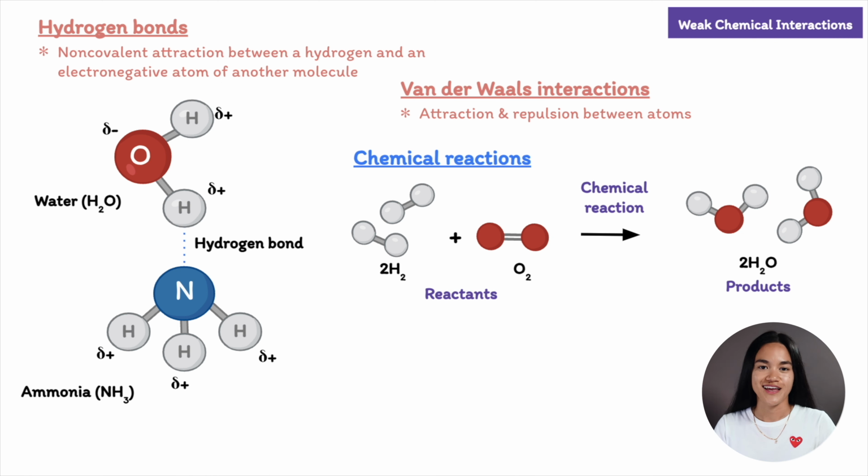So that is molecules and chemical bonds. In this lecture, we learned the different bonds that can form between atoms. Covalent bonding, which is the sharing of one or more pairs of valence electrons, ionic bonding, which is the transfer of electrons, and weak chemical interactions, which includes hydrogen bonds and van der Waals interactions.